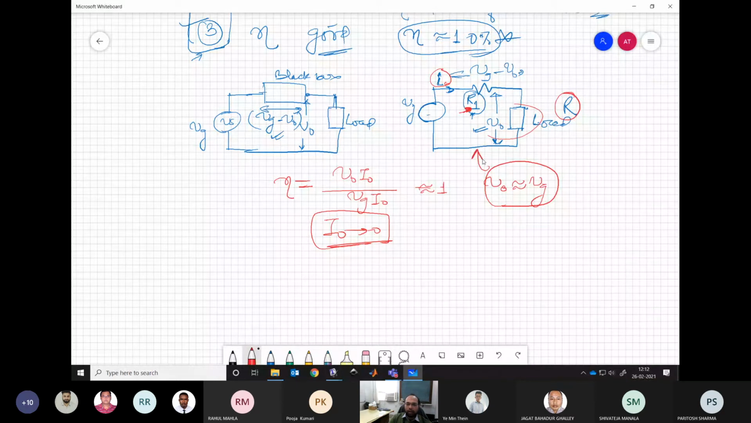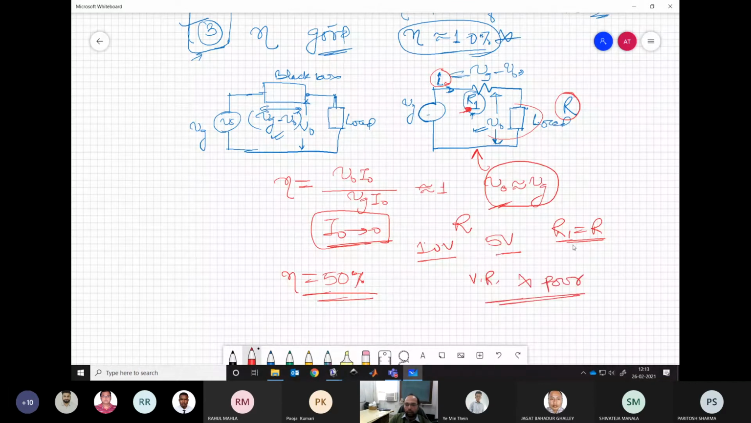Otherwise, let us say you have resistance R and you want to have 5 volts from a 10 volt source, then R1 should be equal to R for equal division of the voltage, and then our efficiency is nothing but 50%. And voltage regulation, of course, is very, very poor. The moment this value R changes, everything goes for a toss. At that time we will not even be applying the desired voltage V0.